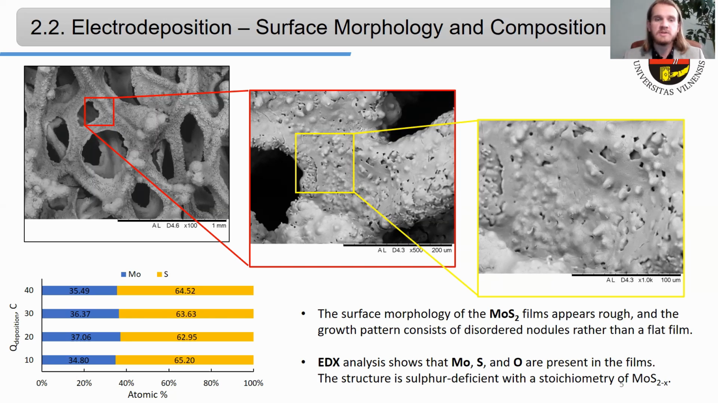EDX, that is energy dispersive X-ray spectroscopy, was used to analyze the atomic composition of the deposited films. We found molybdenum, sulfur, as well as oxygen in the material. The molybdenum and sulfur ratio suggests that the material exists in a non-stoichiometric, sulfur deficient state. This is in line with scientific literature, where it is well established that electrodeposited molybdenum disulfide is amorphous and sulfur deficient.